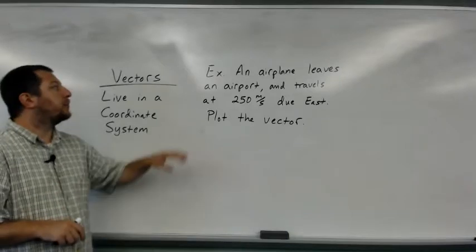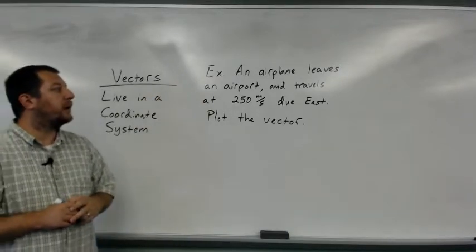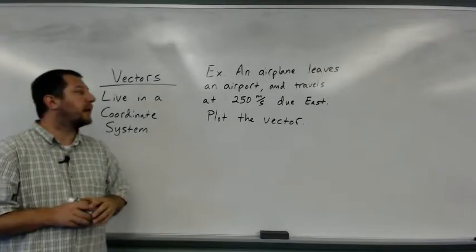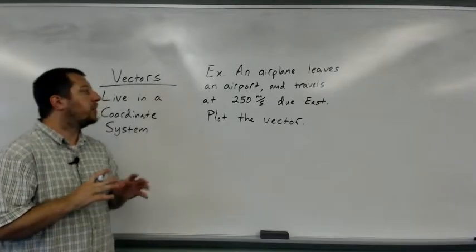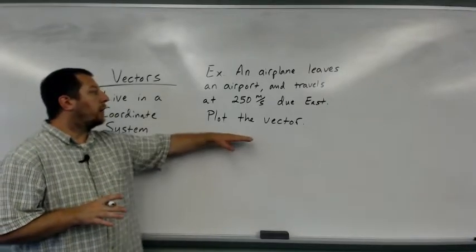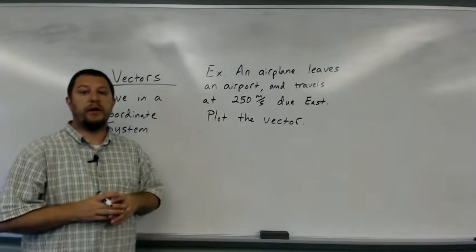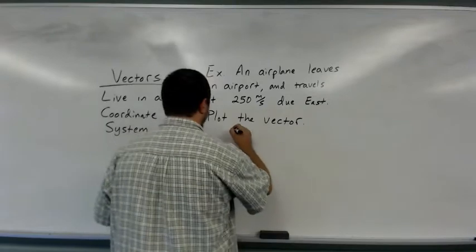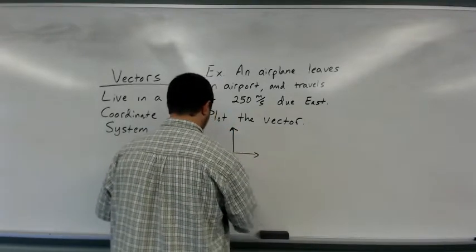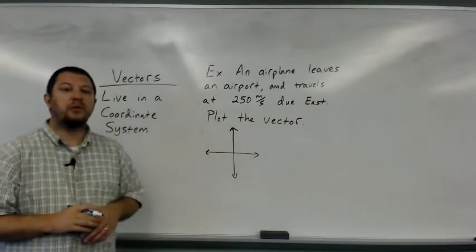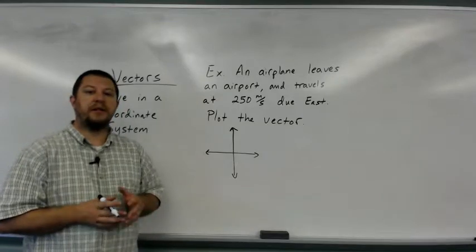So, for example, let's say we have an airplane and it leaves an airport and travels at 250 meters per second due east, and we want to plot this vector. So if I want to plot this vector, we have to do a couple of things. First, we have to define the coordinate system we're going to use. So it's pretty standard to use the typical Cartesian coordinate system, your XY plane, particularly when using directions.